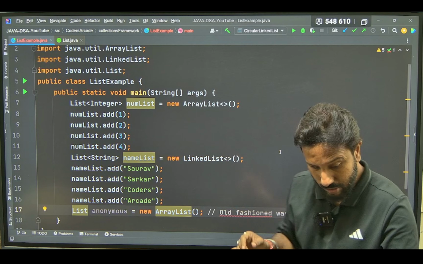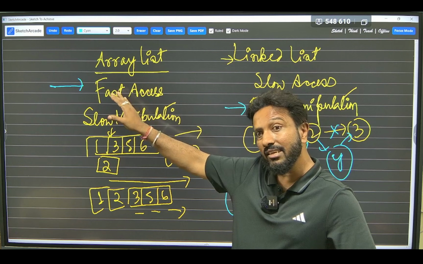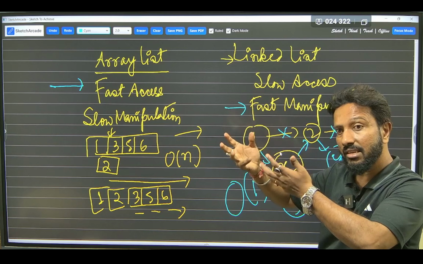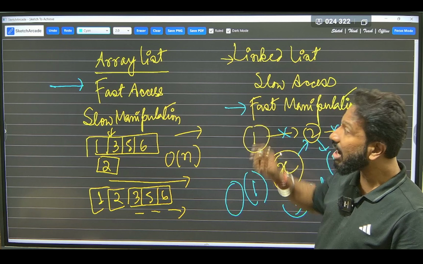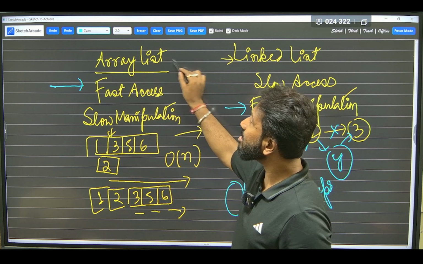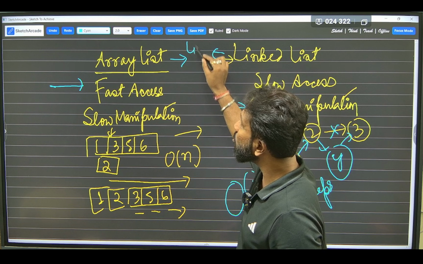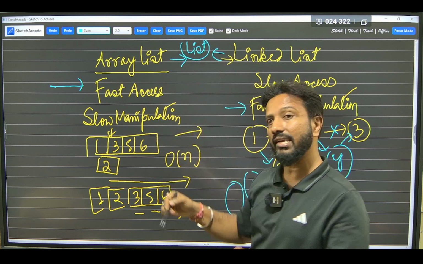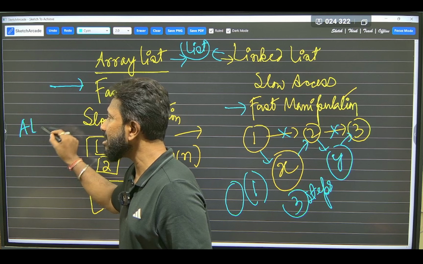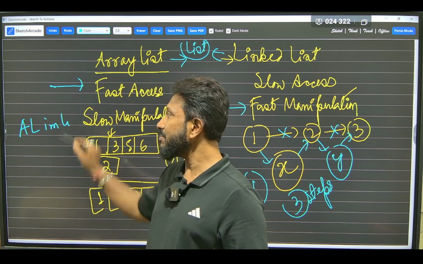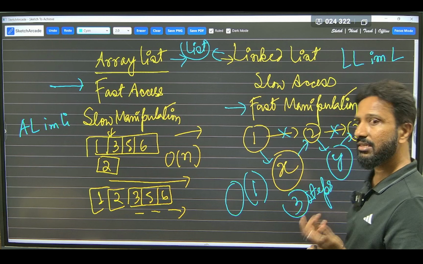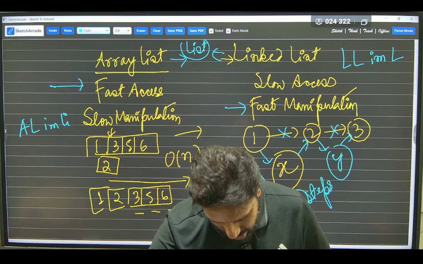And I have told you this also. Whenever we want to access anything quickly, we use the array list. Whenever we want to manipulate or change something in the list, then we use the linked list. Both are actually the classes from the list interface. ये दोनों ही list interface को implement करते हैं. Array list implements list. Similarly, linked list implements list. This is the structure. Okay, hope you have understood this.